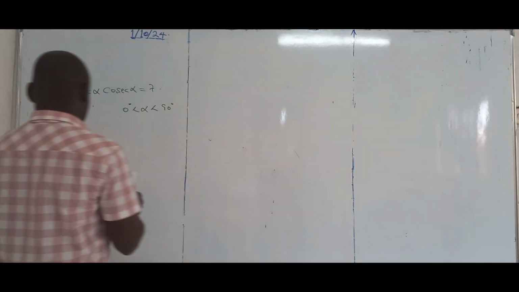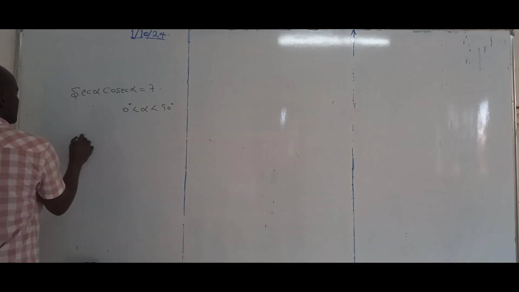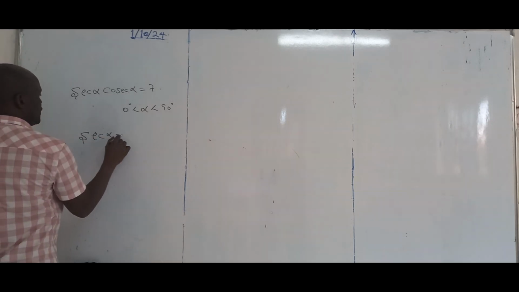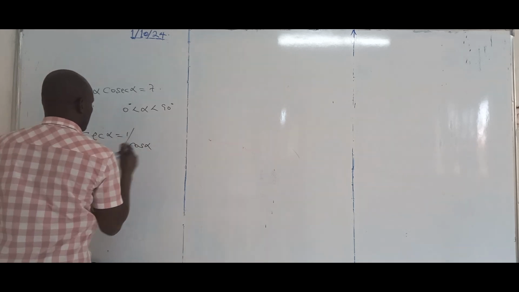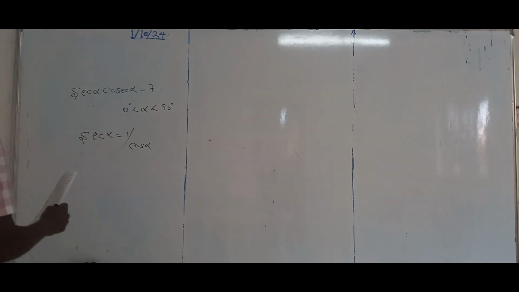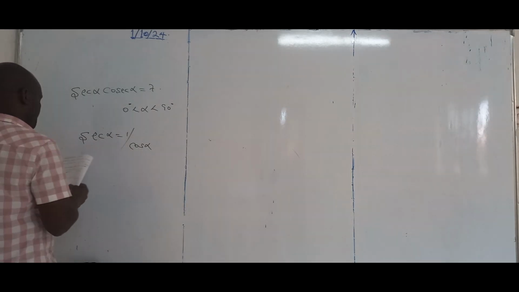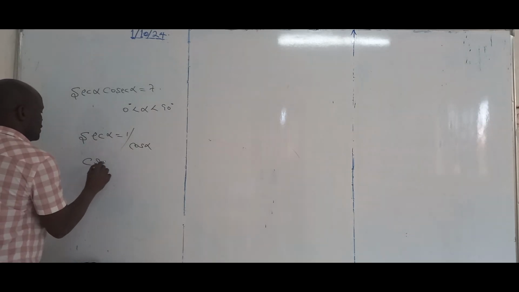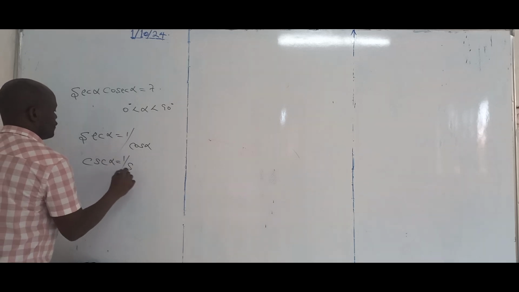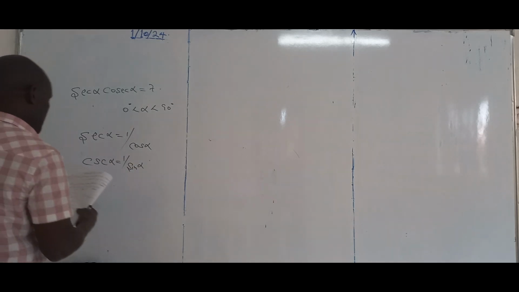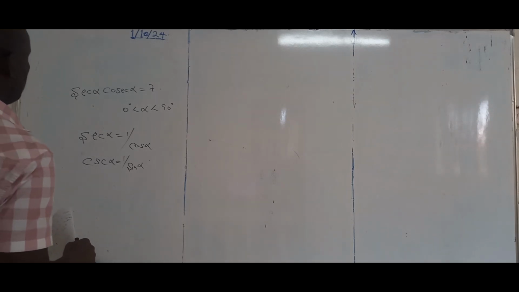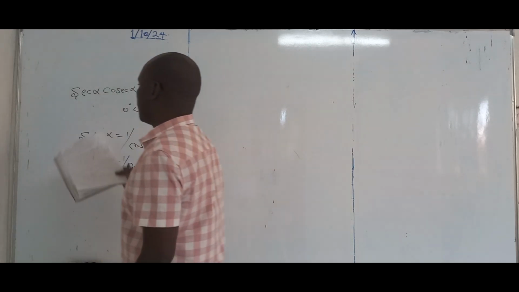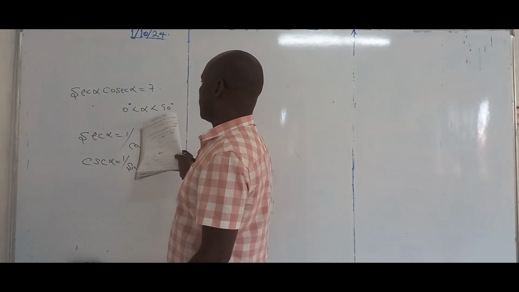That's 5 marks. So what we need to remember first is that sec of alpha is 1 over cos of alpha. Then cosec of alpha is 1 over sin alpha. So we have those two expressions, and we need to rewrite the equation in these forms.